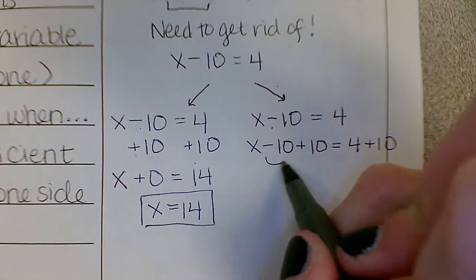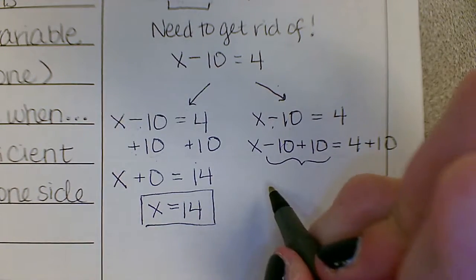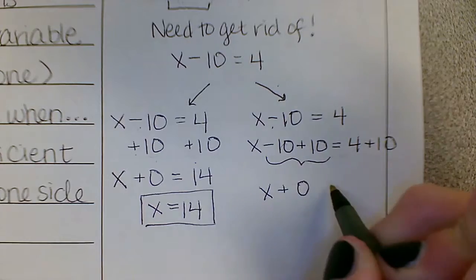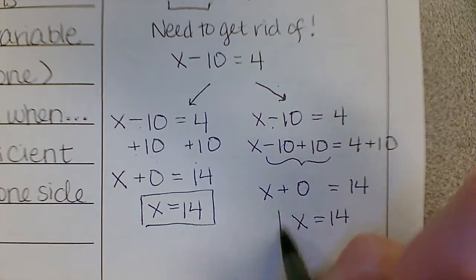Sometimes people think this is easier because then you can see the minus 10 plus 10, and you know that's going to get you 0. So you have x plus 0 equals 14. Same thing, x equals 14. Okay?